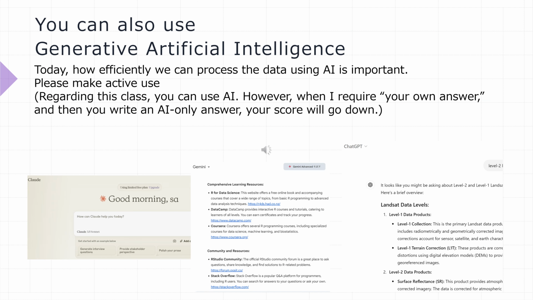Using AI effectively and fairly. These days, using AI to write code and clean data can save a lot of time. Please leverage generative AI to boost your productivity. However, if an assignment is marked your own answer, submitting a response entirely generated by AI from idea to final text may significantly reduce your score. Use AI as an assistant. Keep the thinking and justification yours.